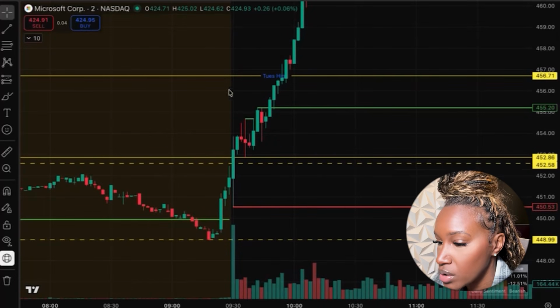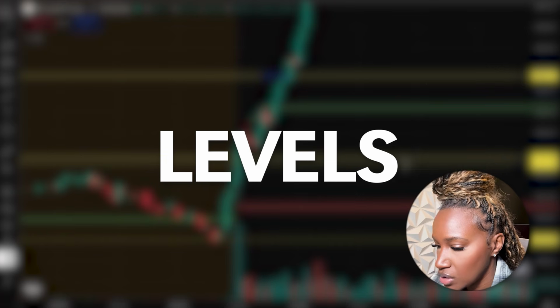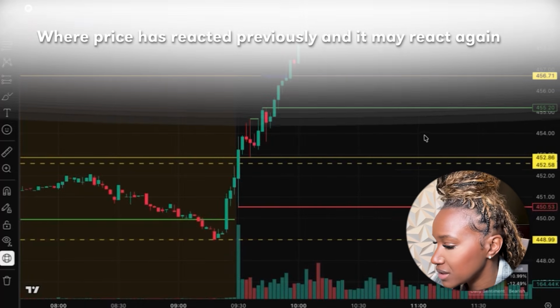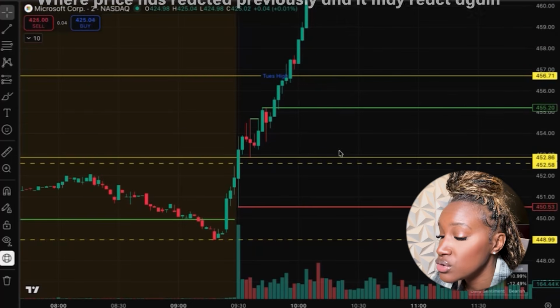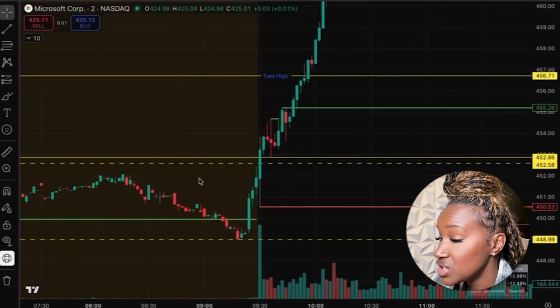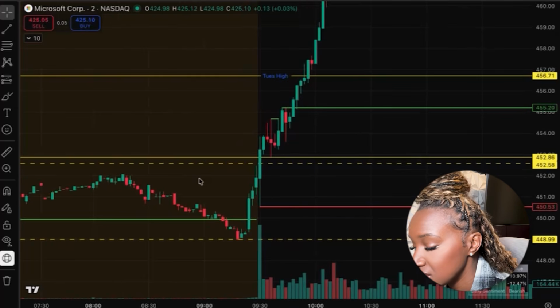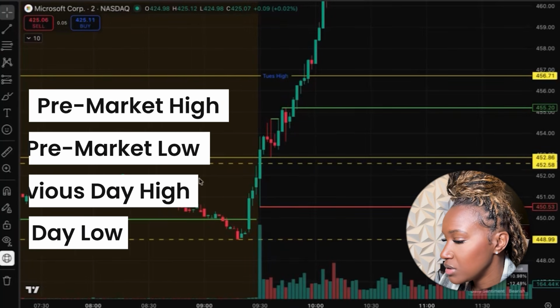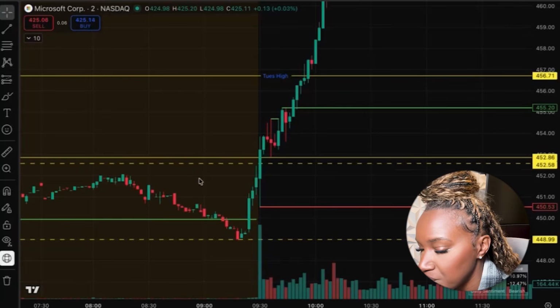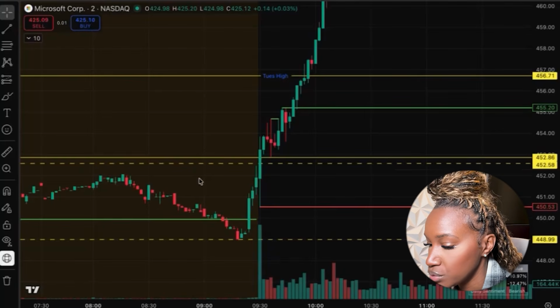So first and foremost, my friends, you gotta have some levels drawn on your chart, right? Levels are where price has reacted previously and it may react again, so you need to be aware of these levels. One of the levels that I put into the chat, the academy, on a daily basis is pre-market high, pre-market low, previous day high, previous day low. I mark up a bunch of charts and I drop them fresh every morning in the group, okay?